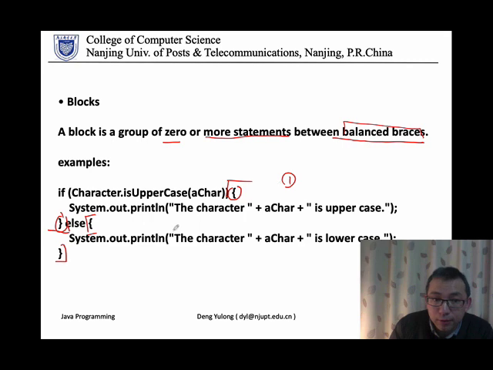There's the first block, there's the second block, and there's the if-else statement. We execute this statement. If it's true, then we get into the first block. If it's false, we get into the second block. Okay, this is blocks. It's a group of statements, and we put it inside a pair of braces.